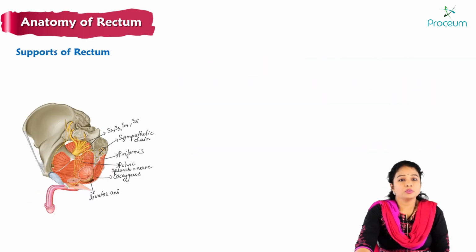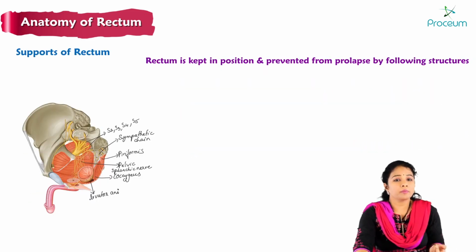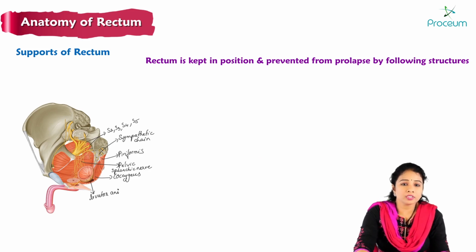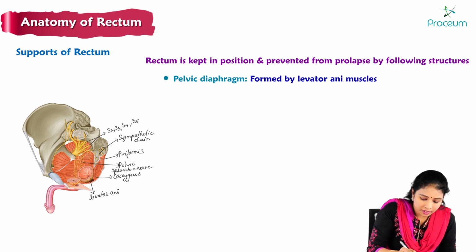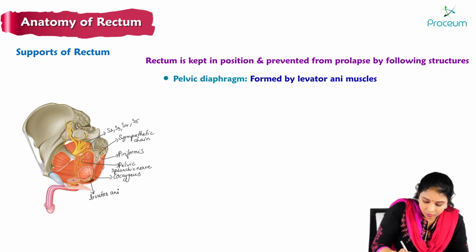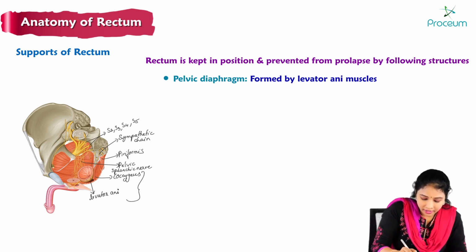Let's see the supports of the rectum. The rectum is kept in position, prevented from prolapse, by the following structures. One is the pelvic diaphragm. So here is the pelvic diaphragm, which is formed by the coccygeus and levator ani.